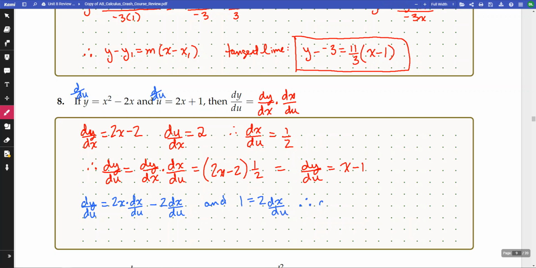So therefore, the derivative of x with respect to u is going to be 1/2. And that would mean that dy over du is going to be 2x times 1/2 minus 2 times 1/2, which is x minus 1. Right?